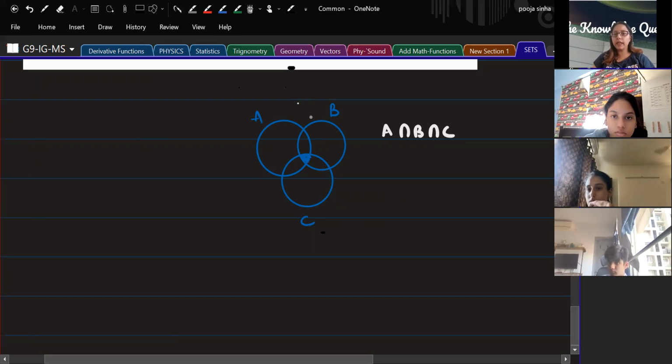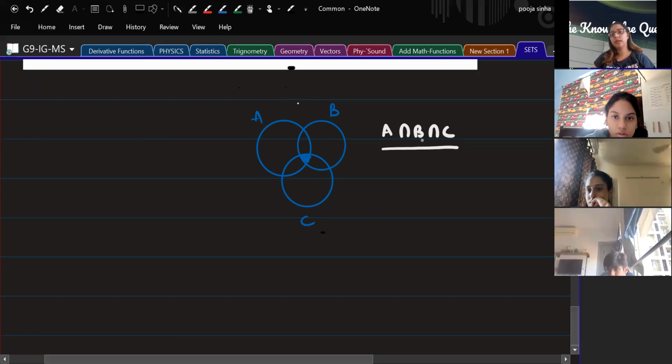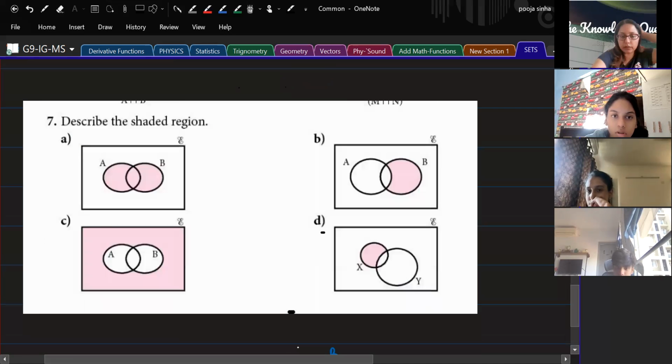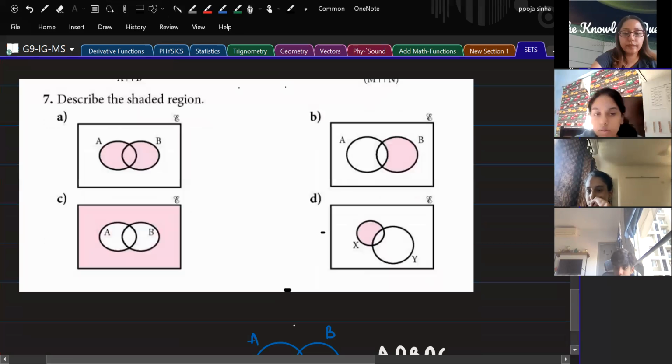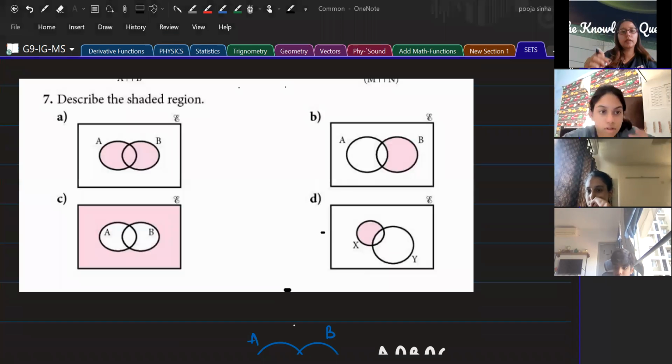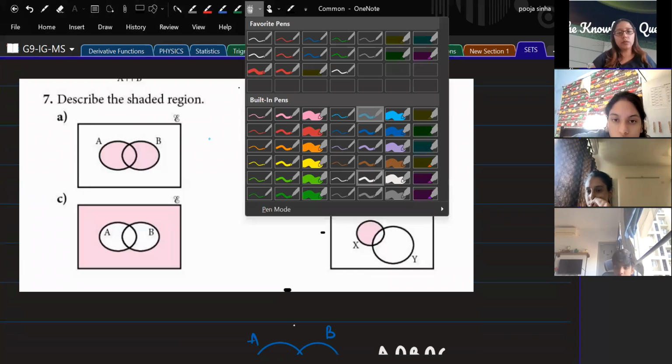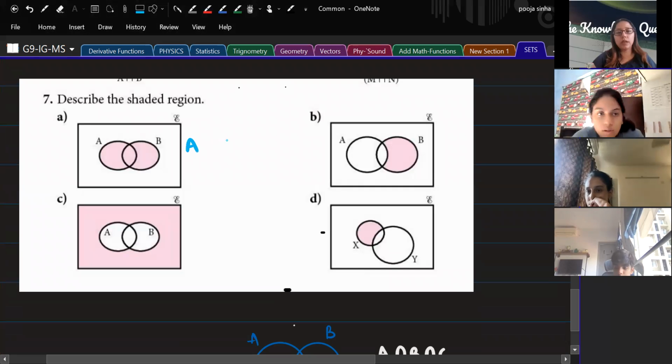So now the Venn diagram is given to you. Description you will have to write. Earlier the description was given and you were making the Venn diagram. Now the Venn diagram will be given. You are going to describe it. So tell me the first one. Kyra, start. The first one is A union B. Very good. A union B. Yes. Trisha, next one.